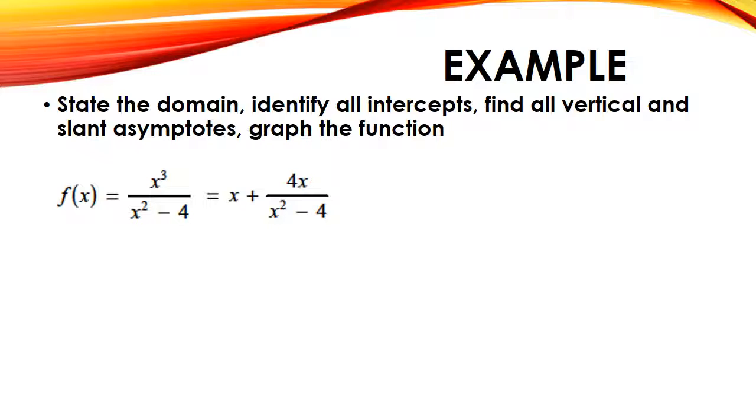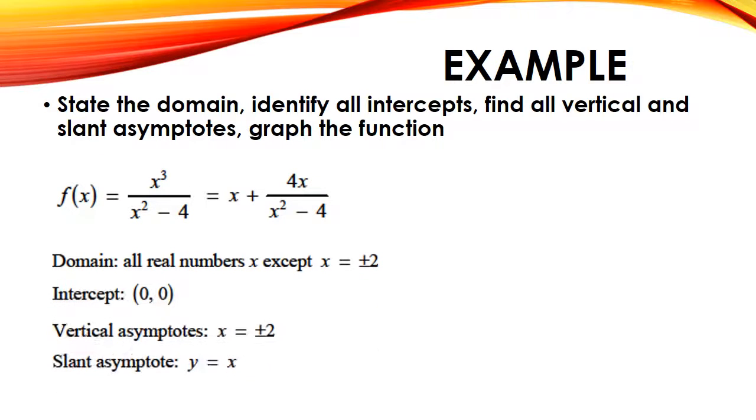plus a remainder of 4x over x squared minus 4, which that part really doesn't matter to us. What we're interested in is the x. We don't need the remainder. The domain is all real numbers except positive and negative 2, because when you factor the denominator, you get x plus 2 times x minus 2, so x cannot be plus or minus 2. We have an intercept at 0, 0.